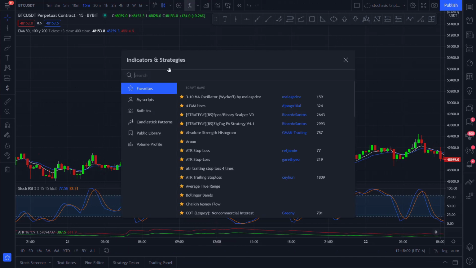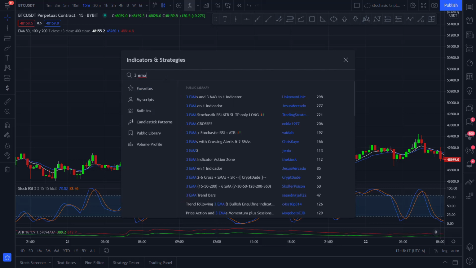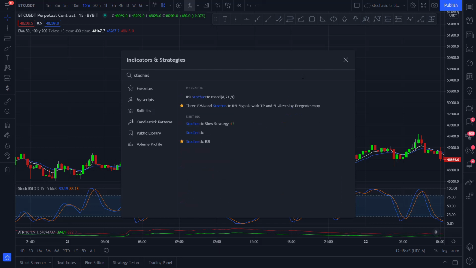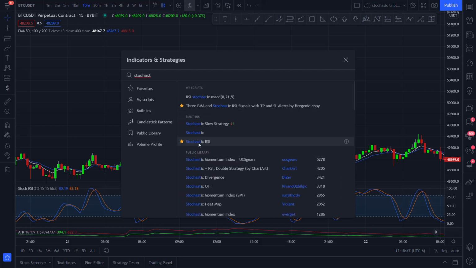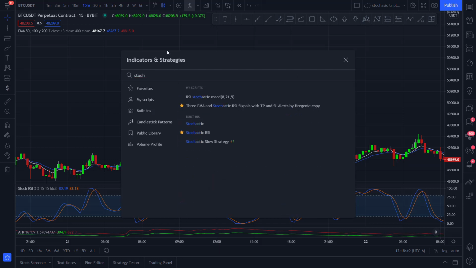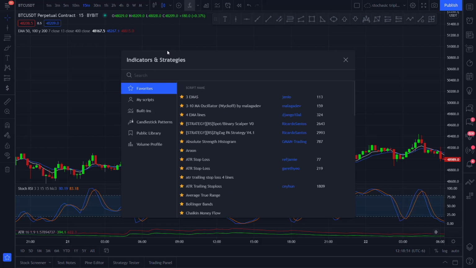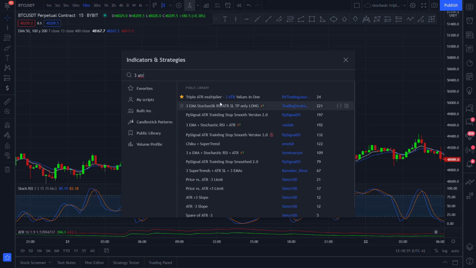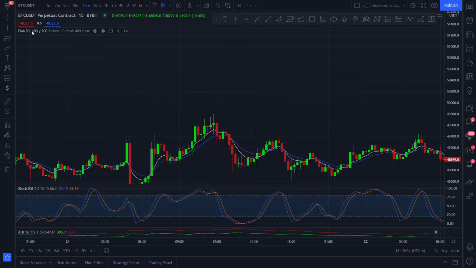So the first indicator you will need is the 3 EMA lines. So type in 3 EMA, and it's going to be this one. The next indicator is going to be the Stochastic RSI. So type in Stochastic RSI. It's going to be a built-in. And for the take profit and the stop loss, we are going to use the 3 ATR values indicator, which is going to be this one. Now, once you have all that set up, let's go over the settings.